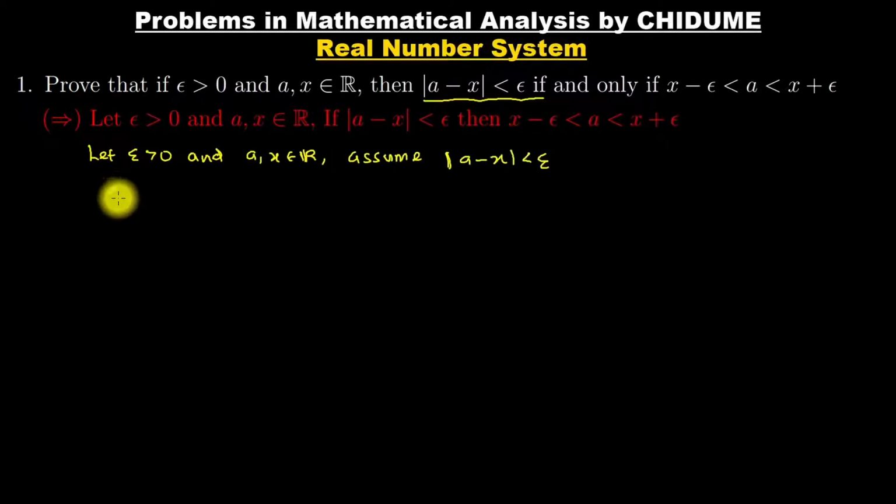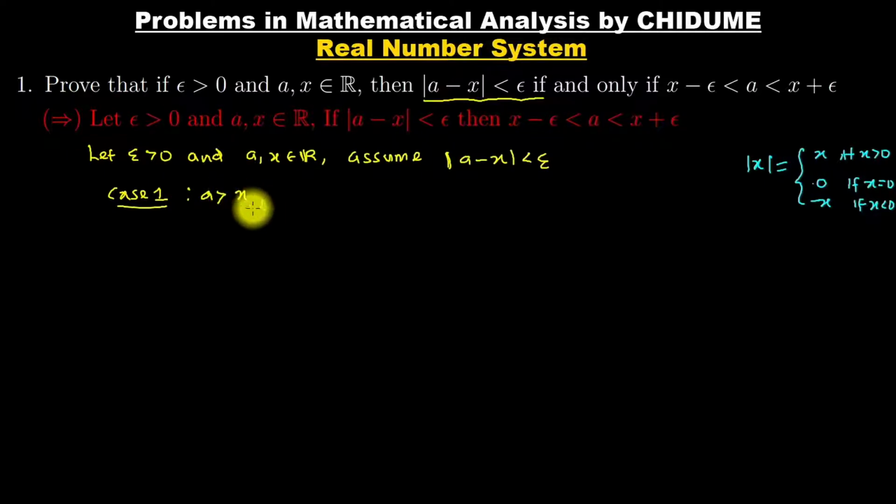The first case is the fact that a is greater than x. Now don't forget the definition of the absolute value of x itself: it is x if x is greater than 0, it is 0 if x equals 0, and it is negative x if x is less than 0. Okay, now let's come back to this proof here.